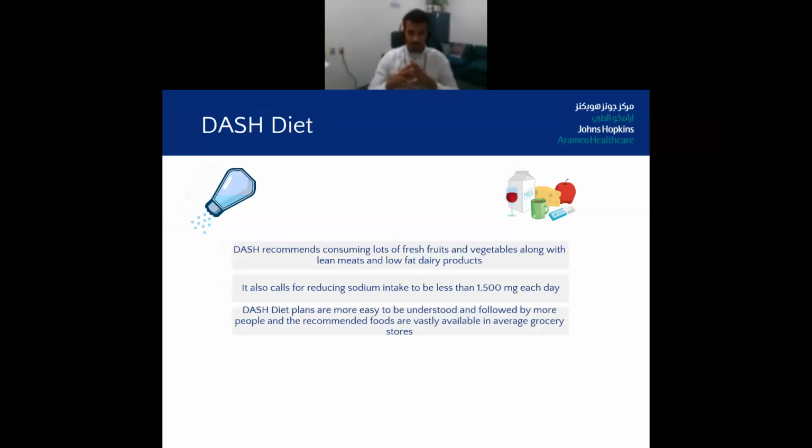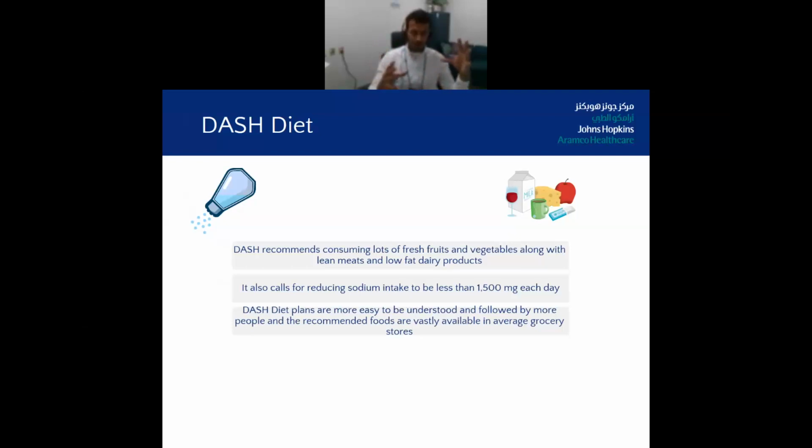So the DASH diet recommends consuming lots of fresh fruits and vegetables, along with lean meats and low-fat dairy products, and also calls for reducing sodium intake to less than 1,500 milligrams each day. DASH diet plans are easy to understand and follow by more people, and the recommended foods are vastly available in the average grocery store.